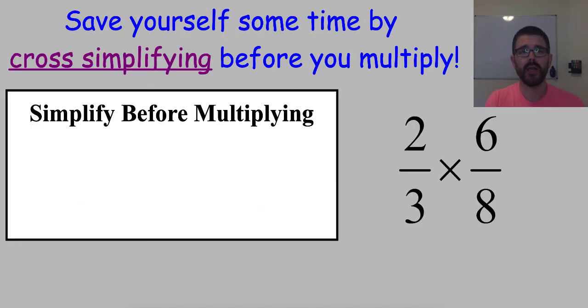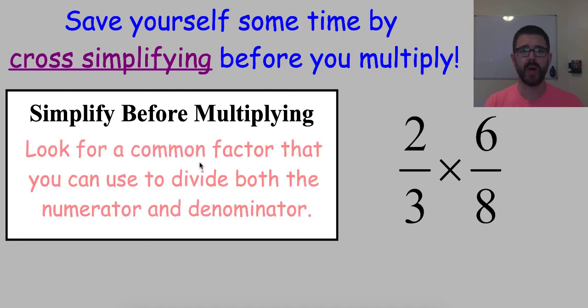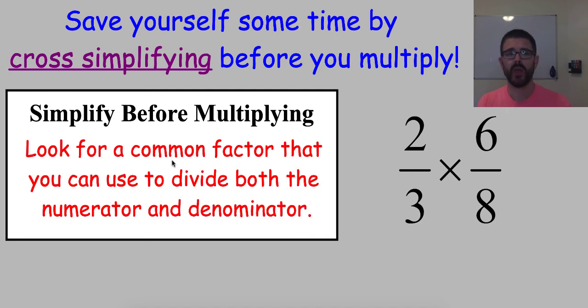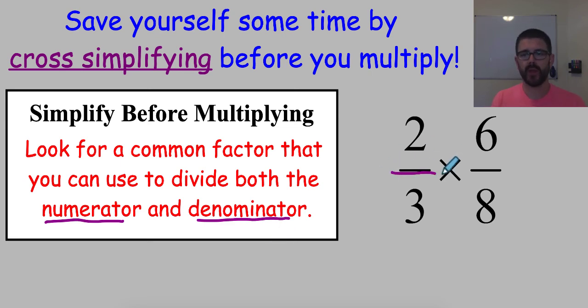All right, so the whole idea behind cross-simplifying is it saves you some time by helping you do some simplifying early when the numbers are small, instead of trying to simplify when the numbers are bigger at the end of the problem. So in the box there in your notes, here's what I want you to fill in. When you're simplifying, look for a common factor that you can use to divide both numerator and denominator. So if you remember from what we talked about, it's not just looking at one fraction, it's looking at the whole problem. Look at one numerator, one denominator. Can you find anything that they have in common? Okay, so get that filled in, and then we're going to try this first one.